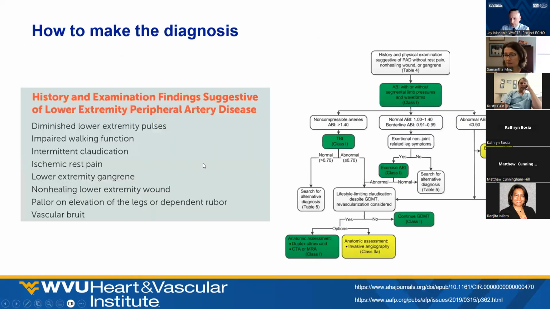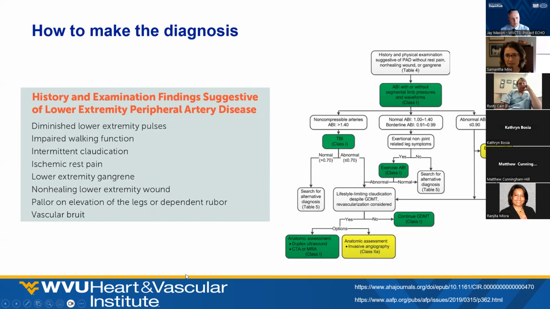So how to make the diagnosis. I snagged some of this stuff from the American Family Physician website. They did a thing on this. But making the diagnosis is really all about history and physical exam. There is a complicated looking guideline here, but I will simplify it.